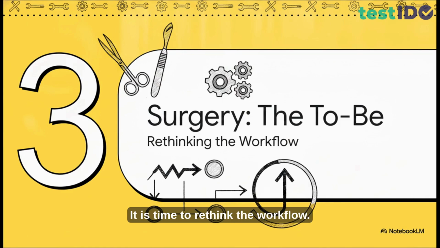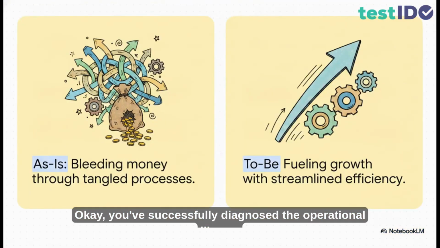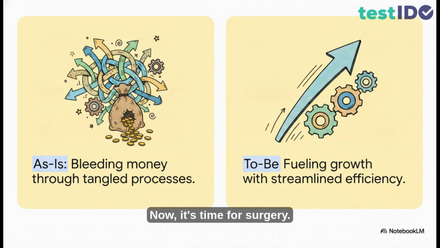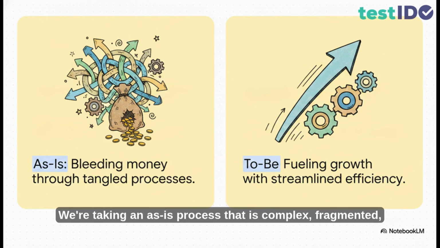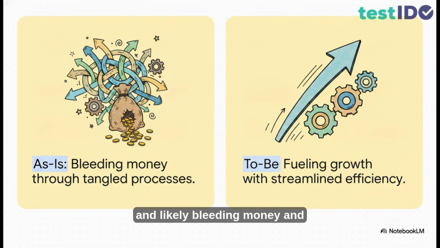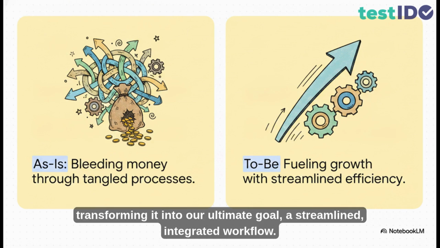Which brings us to Section 3, surgery, redesigning the to-be. It is time to rethink the workflow. Okay, you've successfully diagnosed the operational illness. Now, it's time for surgery. We're taking an as-is process that is complex, fragmented, and likely bleeding money and transforming it into our ultimate goal, a streamlined, integrated workflow.